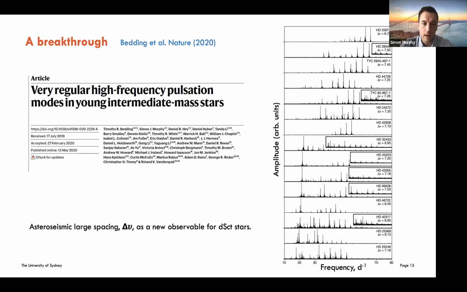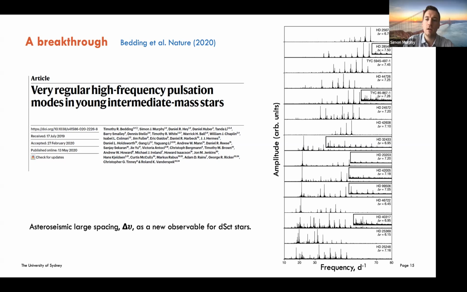So here on the right-hand side again is a bunch of Fourier transforms. This time you can see that regular comb-like pattern, and you can see that from one Fourier transform to the next, the peaks almost line up. They line up well enough that you can track the same peak between different stars, okay? So that asteroseismic large spacing, delta nu, has become a new observable for delta Scuti stars, and it's giving us a handle on the mode ID.